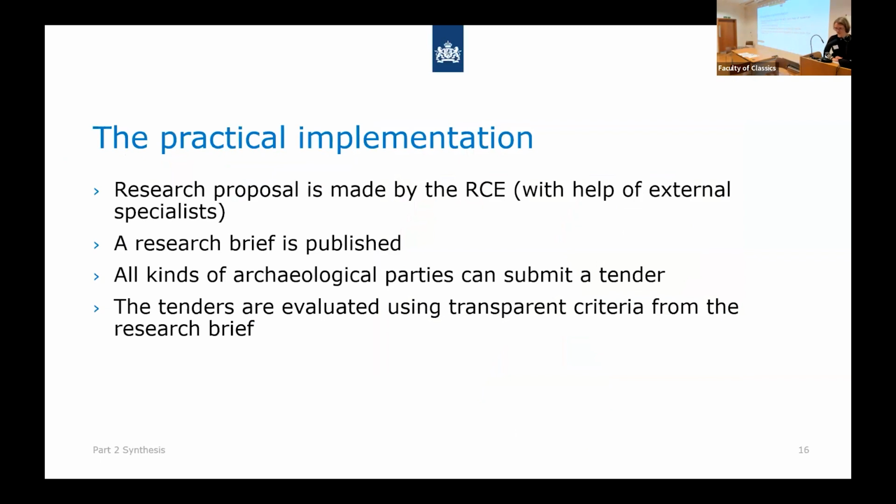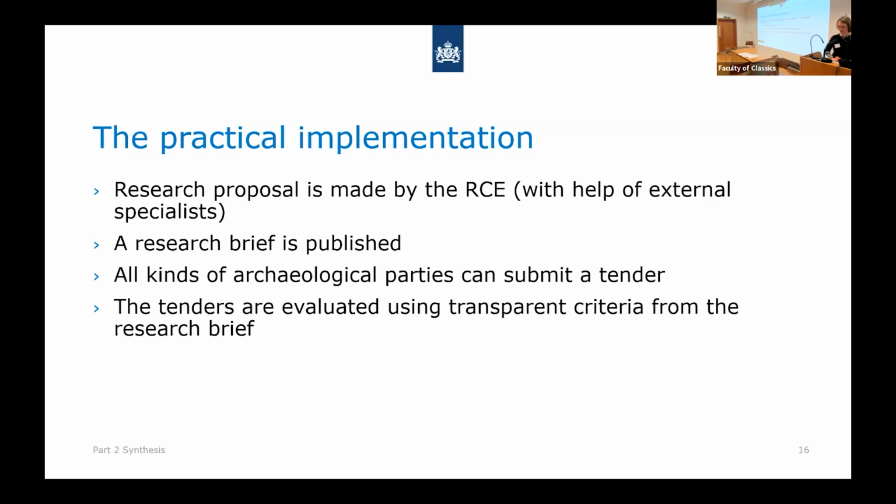When a synthesis topic is identified, the next step is to write a research proposal. This is done by RCA, so Cultural Heritage Agency researchers. When we don't have the right expertise in our team, external experts are consulted. After a research proposal is ready, a research assignment or research brief is put on the market, after which different parties can submit a tender. These parties can vary from academics to commercial archaeologists, specialists, or governmental organizations. And the fact that this is not only academics is of course very important for increasing the quality and expertise of development-led archaeology.